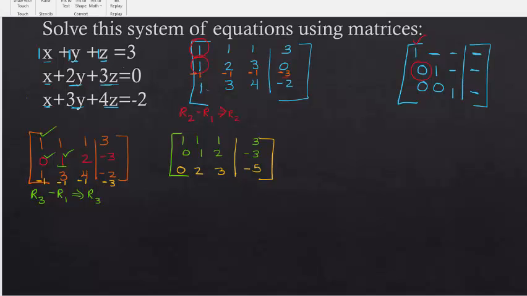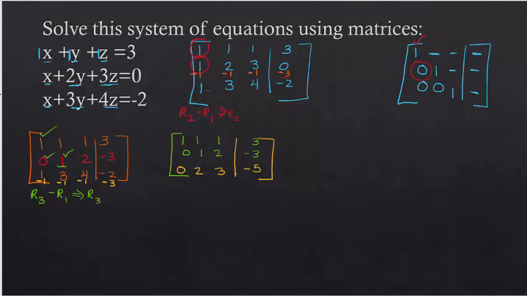All right, let's see how we're doing here. We have a 1 and a 1, a 0 and a 0. So the next thing we can work on is this. Let's try to get that to be a 0.